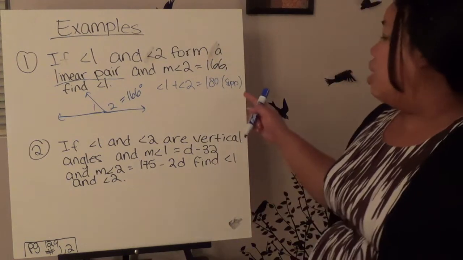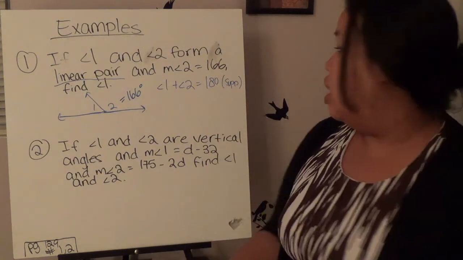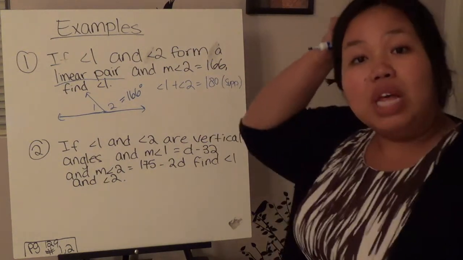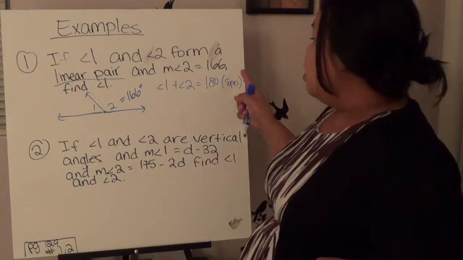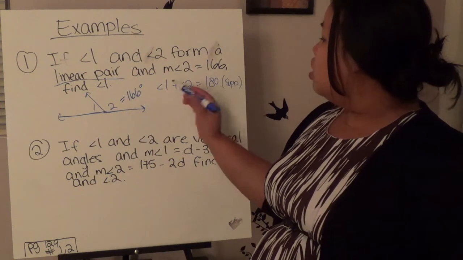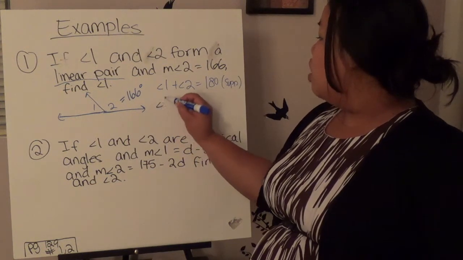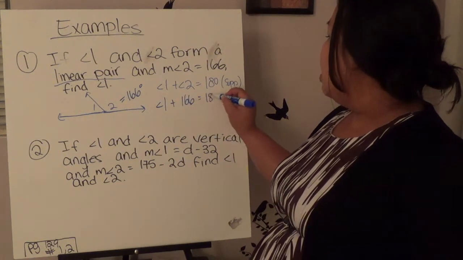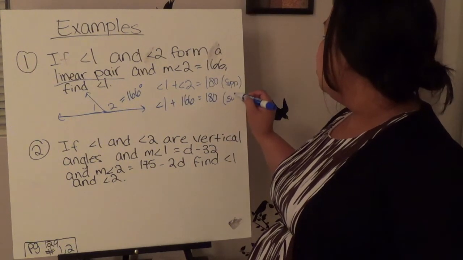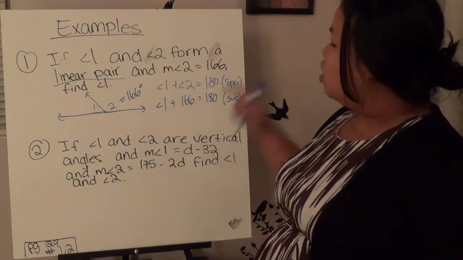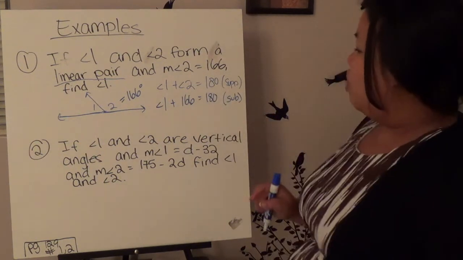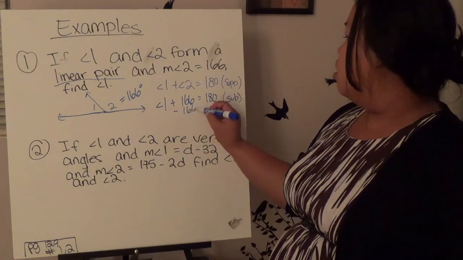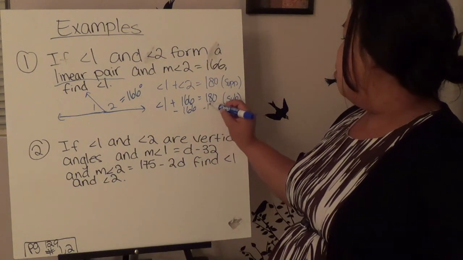This is because of the supplement theorem. Now, you don't have to write this, but I just want to write this so you understand. So angle 1 plus angle 2 equals 180 degrees because the supplement theorem allows you to do that. I know what angle 2 is, which is 166, and I don't know angle 1. So 166 equals 180, and I did substitution here. I substituted angle 2 with 166. And then, just like simple math, I'm going to subtract 166 from both sides.